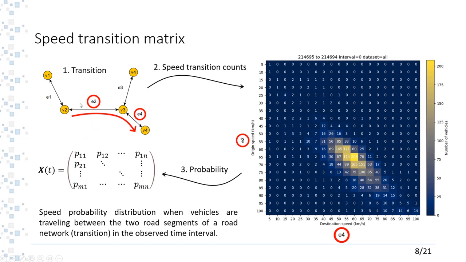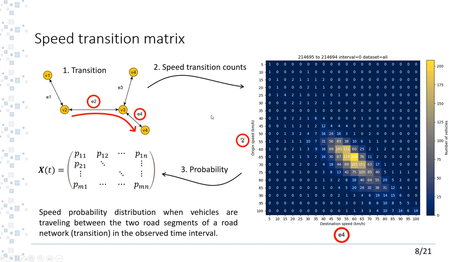Let's look at this transition E2, E4. We can say that the first one is the origin link and the second one is the destination link for this transition. Then we take the average speed on the origin link and the average speed on the destination link.